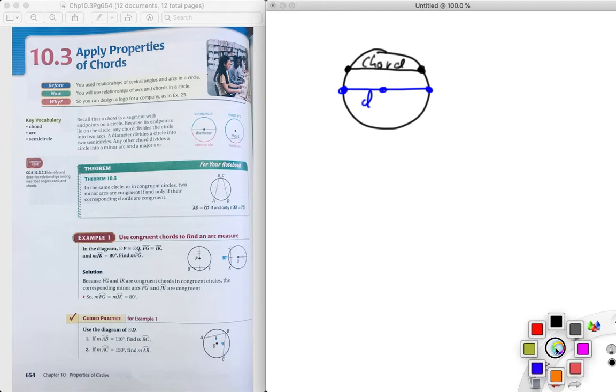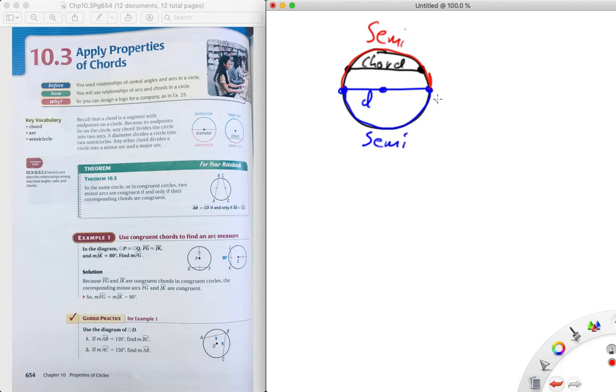When you have a diameter, right, it breaks up the circle into two semicircles. So we don't have any major or minor arcs. We have a semicircle over here, and we have a semicircle over here. Right? The diameter is the biggest chord in a circle, and when it goes through, it creates two semicircles, where the arcs are the same.